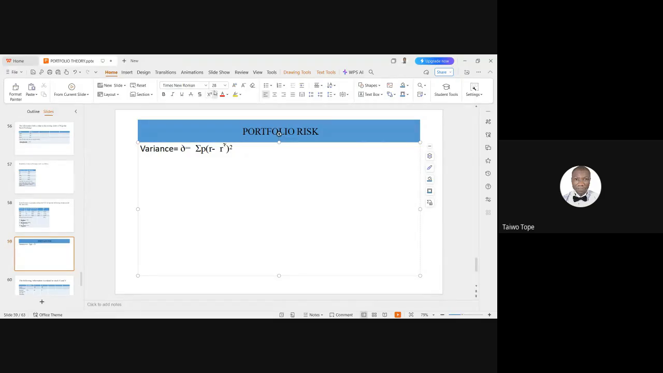So the question is, what is your P? What is P? P is what? Probability. P is probability. And what is your R? R is what? Returns. R is returns. And your R bar will be what?